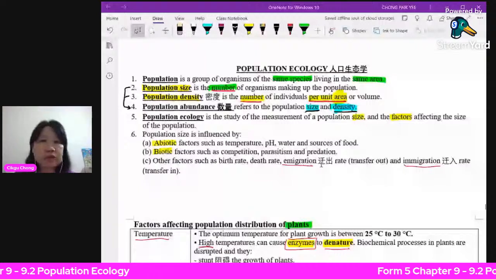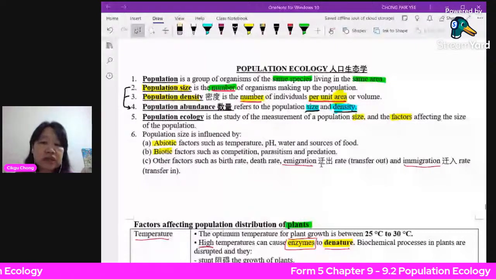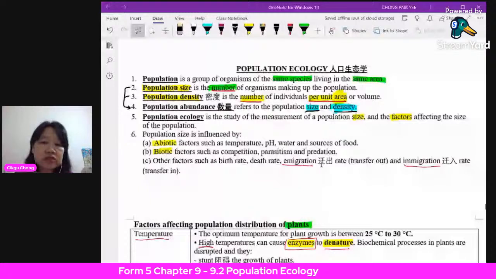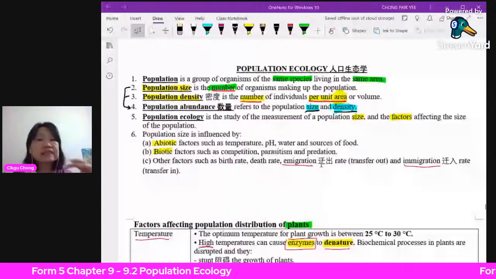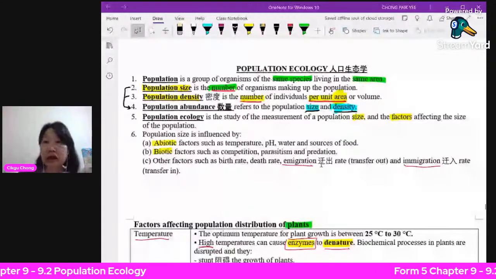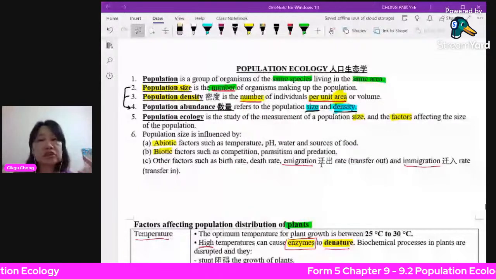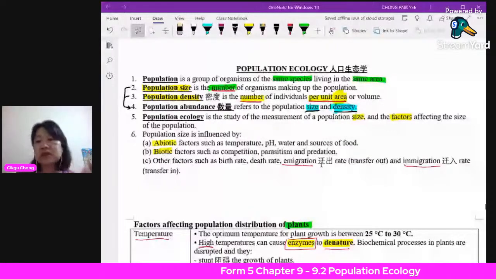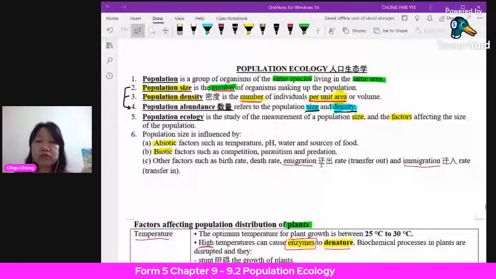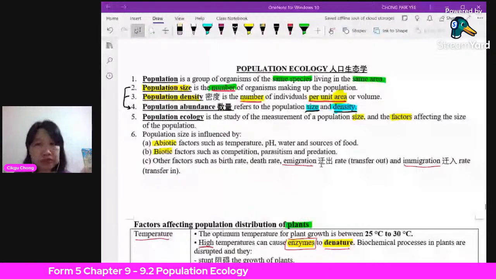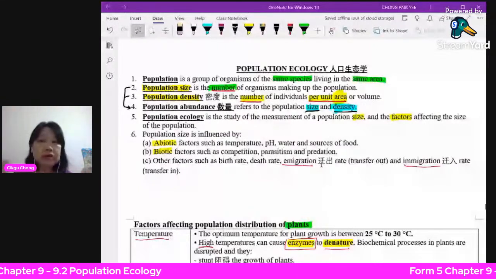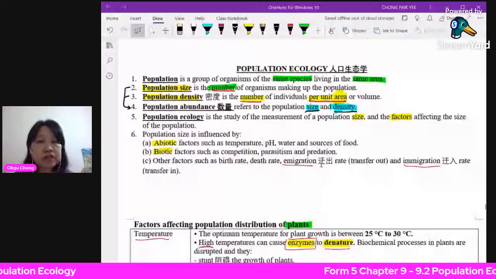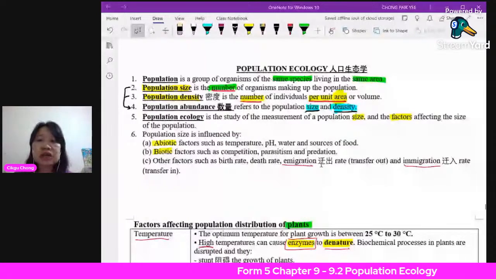When the immigration rate is higher than emigration rate, that means the rate of new organisms coming in is higher than the rate of organisms going out, then of course the population will increase. If the other way around, emigration rate is higher than immigration rate, that means those going out is more than those coming in, then the population size will decrease.